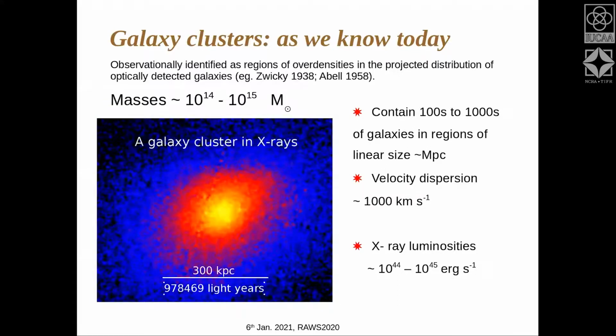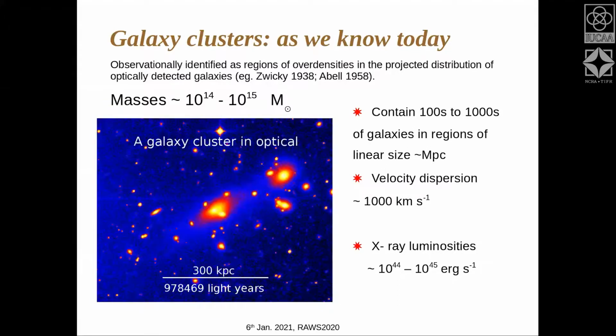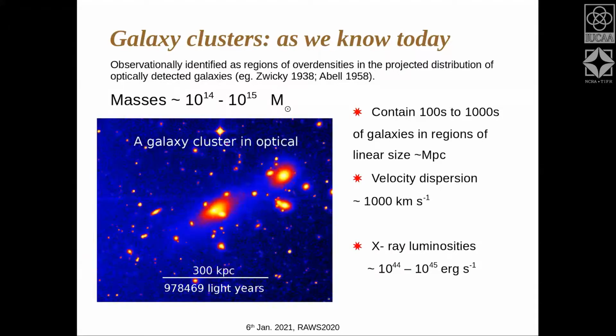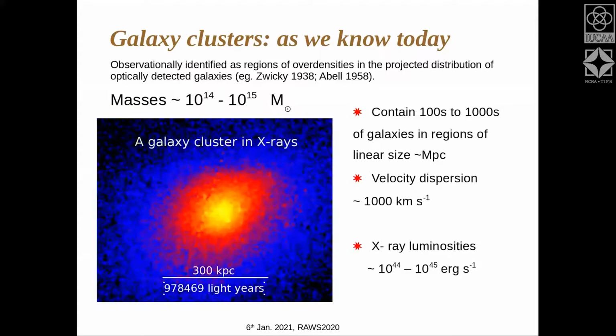So galaxy clusters were initially identified as regions of overdensities in the projected distribution of the optically known galaxies. Earlier studies were usually limited to, once photographs could be taken of the sky, people studied the objects detected in these photographs and then identified such regions where they found that lots of galaxy-like objects are clustered in certain regions, and they called them galaxy clusters.